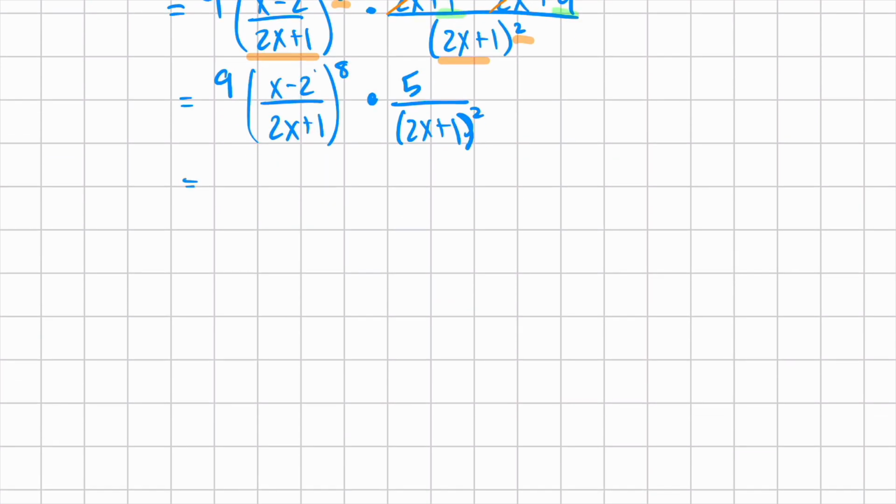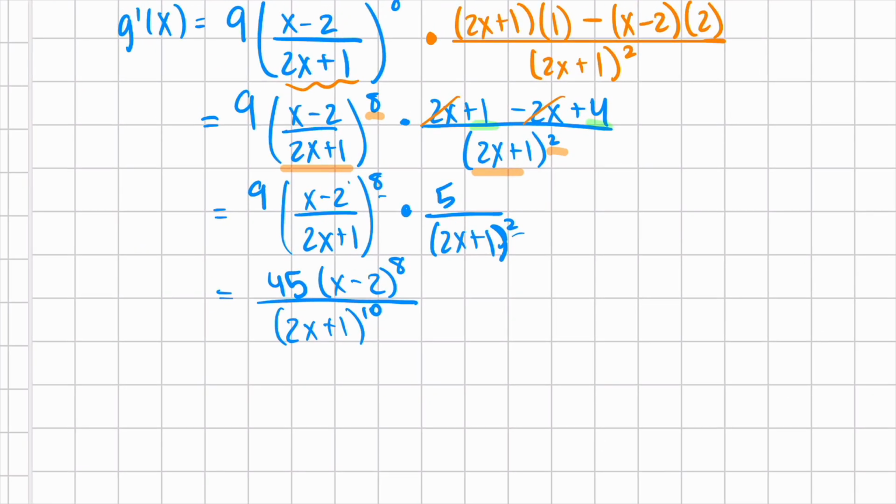Now I'm going to do 9 times 5 is 45. My numerator is going to have x minus 2 to the 8th. My denominator is going to have 2x plus 1, and then I have my exponents. 8 plus 2 is 10. And I'm going to make that my answer.